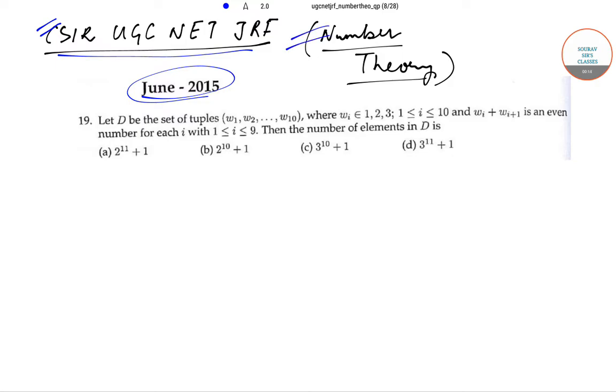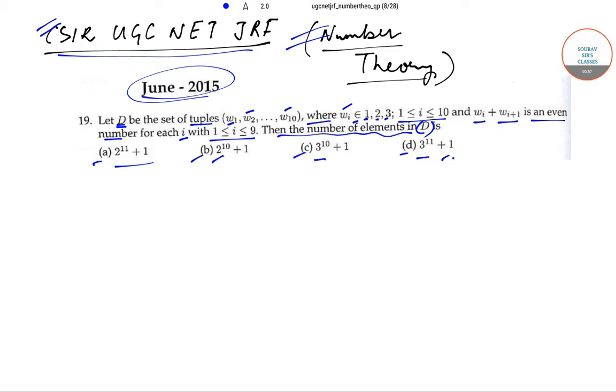The question that we'll be solving today is: if D is the set of tuples (W1, W2, and so on up till W10), where Wi belongs to {1, 2, 3} and i lies between 1 and 10, and it has also been given that Wi plus W(i+1) is an even number for each i where i lies between 1 and 9. The number of elements in the set D is: option A, 2 to the power 11 plus 1; option B, 2 to the power 10 plus 1; option C, 3 to the power 10 plus 1; and option D, 3 to the power 11 plus 1.